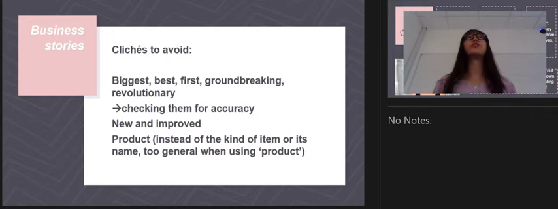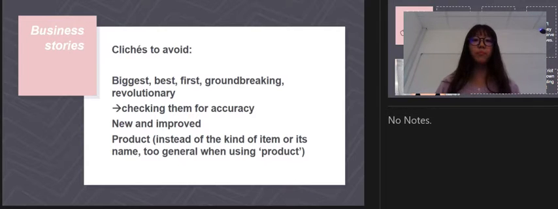Some cliches you need to avoid. First are biggest, best, first, groundbreaking, and revolutionary, because business writers usually use these terms without checking them for accuracy. You also need to avoid the words new and improved, and the word product. It will be too general when you use product, so instead use the kind of item or directly refer to the name.